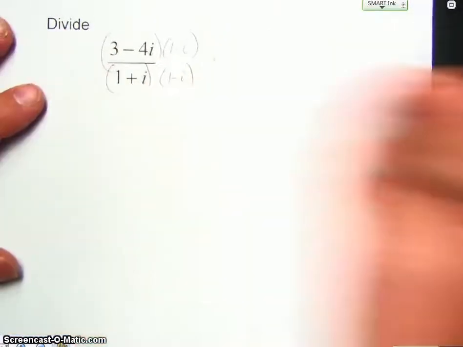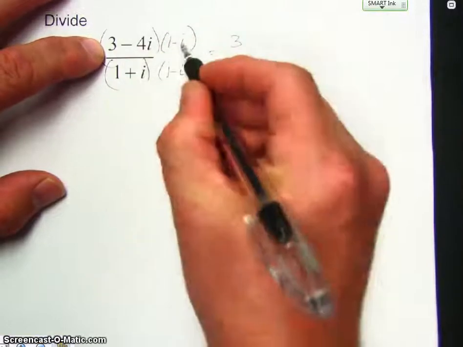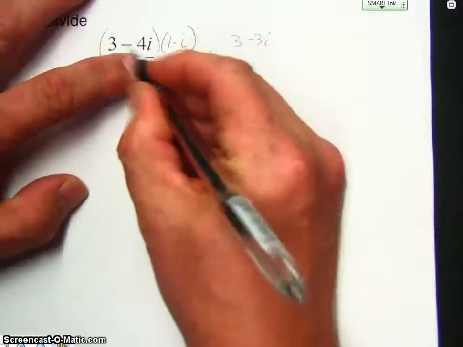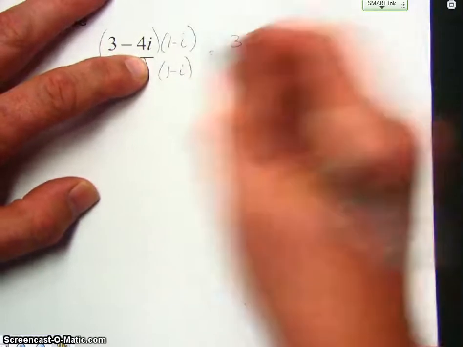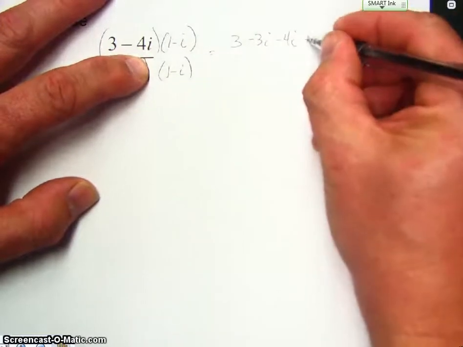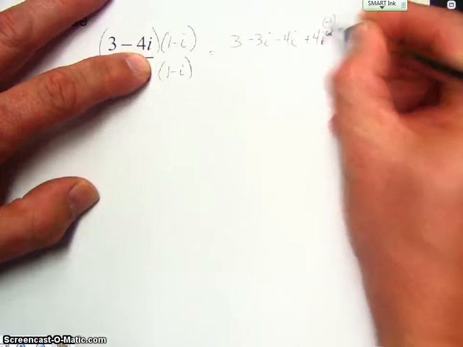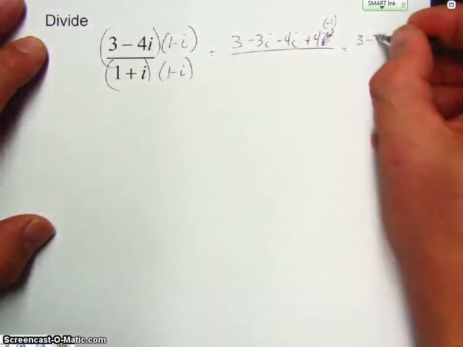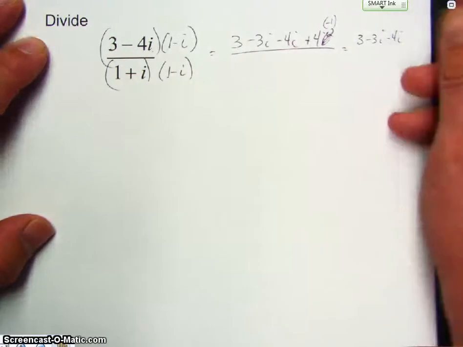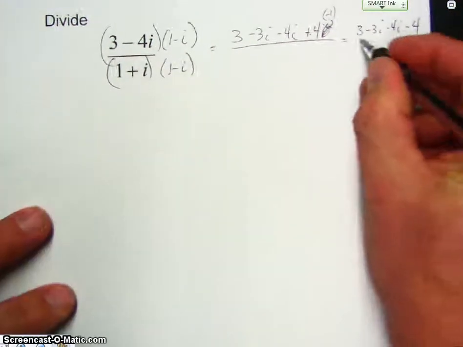All right, so now it becomes multiplication. So 3 times 1 is 3. 3 times negative i is negative 3i. Negative 4i times 1 is negative 4i. And negative 4i times negative i is positive 4i squared. Remember, i squared becomes a negative 1. So I have 3 minus 3i minus 4i minus 4, because positive 4 times negative 1 is negative 4.